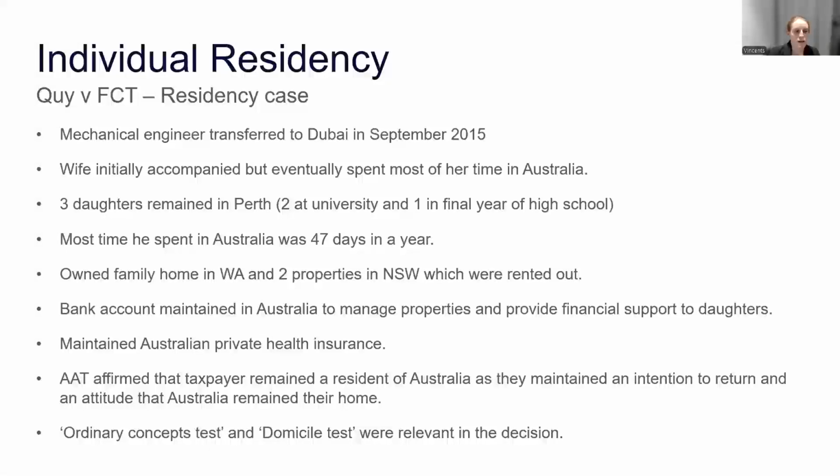And I'll just also let you know now that this taxpayer was deemed to still be an Australian resident, so despite only spending 47 days in a year in Australia. And that was because he still owned the family home in Western Australia and also two other properties in New South Wales which were rented out. Obviously, his family ties were very much in Australia. And he also maintained a bank account in Australia to manage the properties and provide financial support to his daughters. He maintained Australian private health insurance, and the AAT affirmed that the taxpayer remained a resident of Australia as they maintained an intention to return and an attitude that Australia remained home. So in this case, the ordinary concepts test and the domicile test were relevant to the decision.